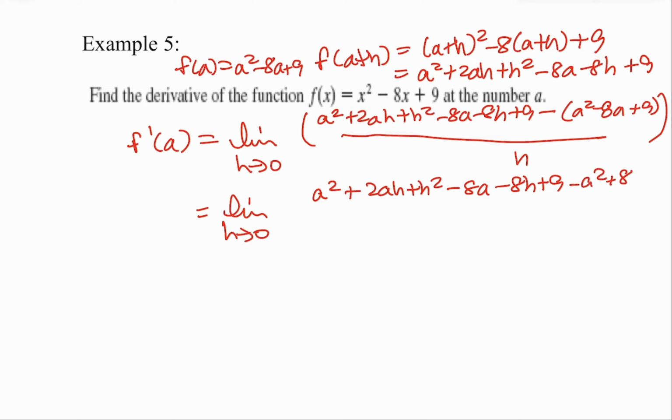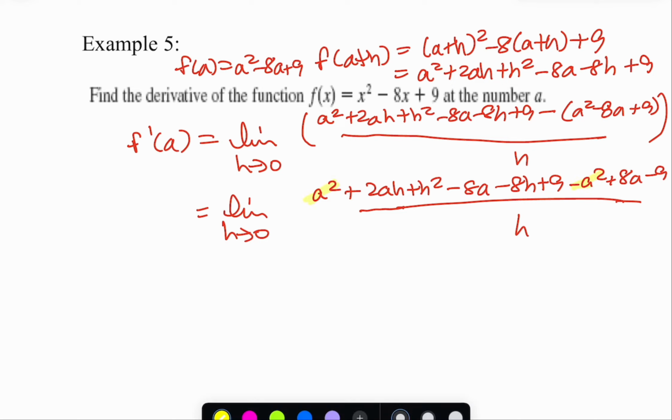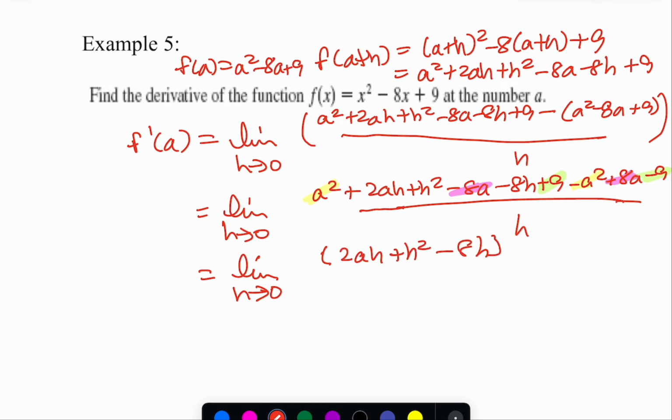So I still have this big old list. I'm going to distribute the -1, and then I'm going to look for things that will cancel out. Usually what should happen is anything that does not contain an h cancels out. So my a squareds cancel, perfect. My -8a and my +8a, perfect. My +9 and my -9, and you'll notice that everything else contains an h, so that should check your work. So write down everything else you have. You have a 2ah, an h squared, and a -8h.